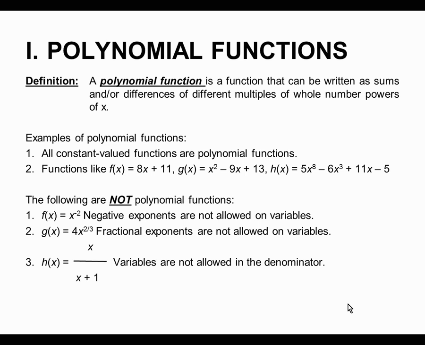So no negative exponents on variables. No fractional exponents on variables. No variables in the denominator. No variables can be part of a radical, like square root or cube root. No variables can be inside of absolute values. So it's kind of like the horrible things that can happen to functions. We just don't allow them anymore.